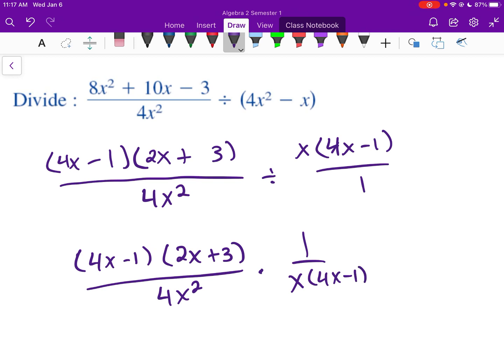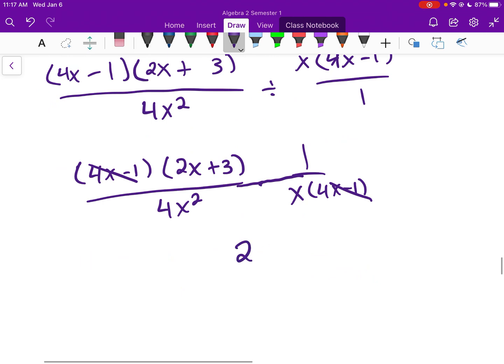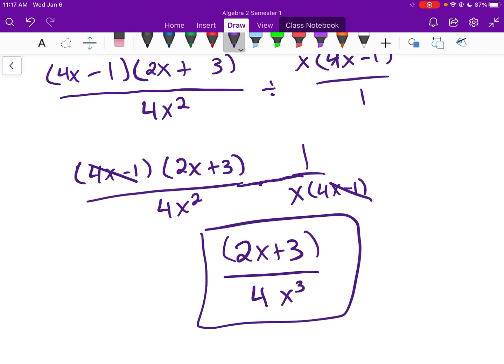And looking for common factors now. Because now that we're in terms of multiplying, we can just make it one fraction. 4x minus 1, 4x minus 1 is a common factor. Okay, and then there are no other common factors. So what we're left with is 2x plus 3. You don't need to worry about the 1. And then 4x squared times x. X squared times x, that will get me x cubed. So therefore, there is our simplified answer.